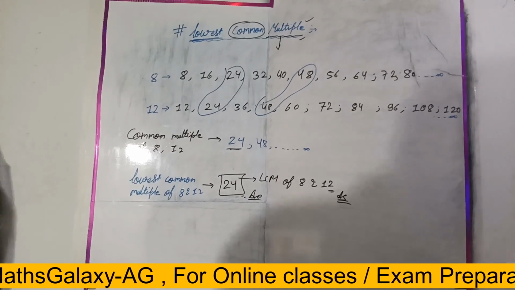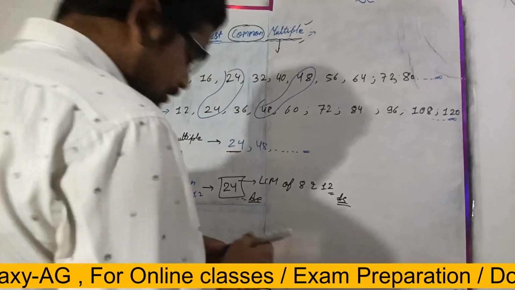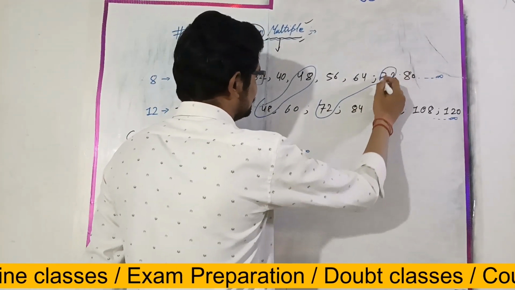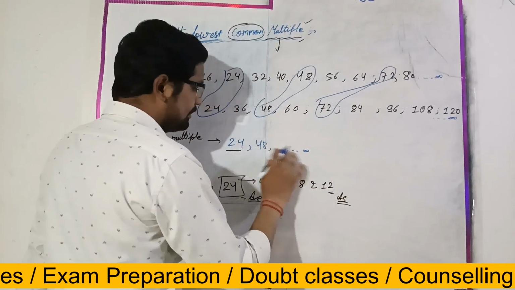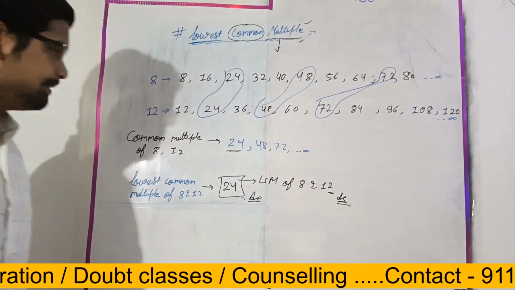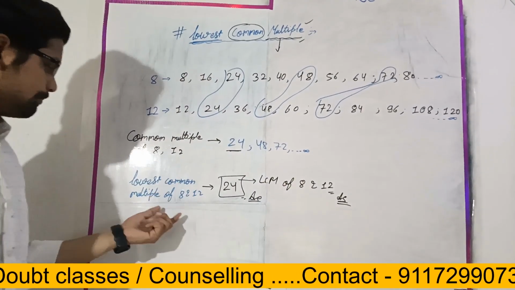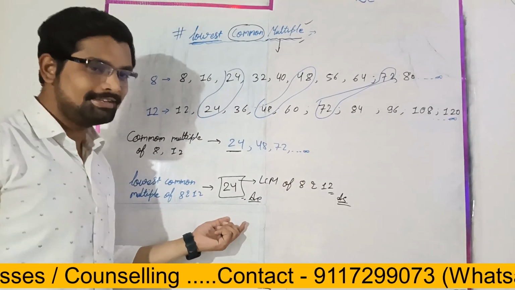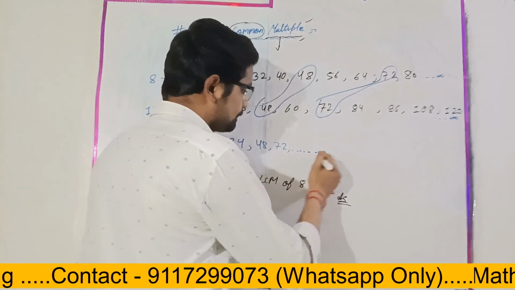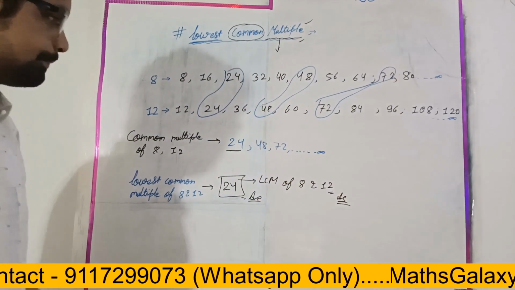Yes, here 72 is also one of the common multiples. We skipped it, so here we can also write 72. But the lowest common multiple will still be 24, right? And we can find more common multiples, right? Yeah. Okay.